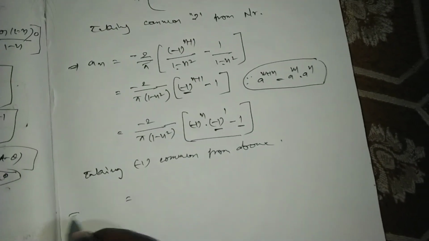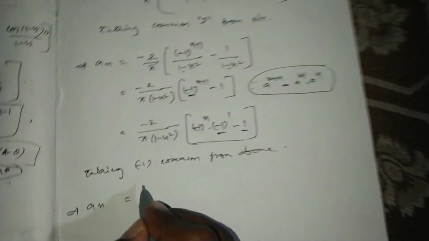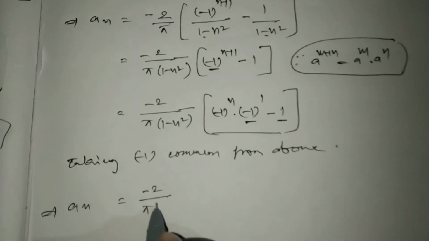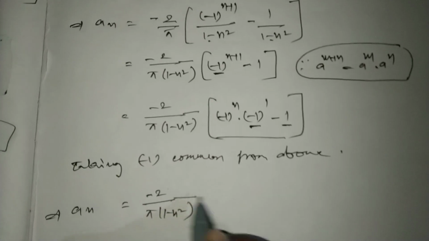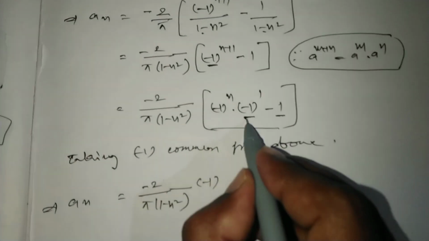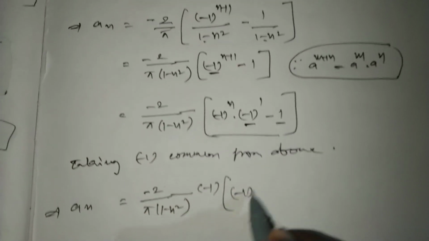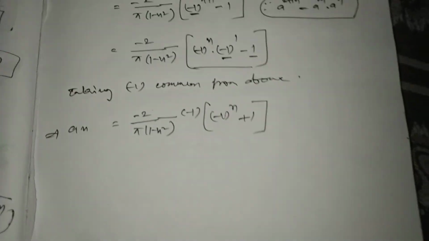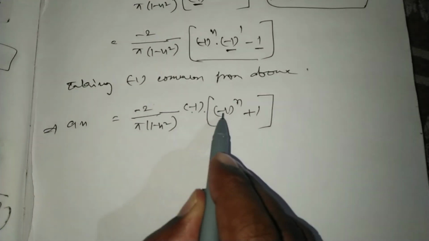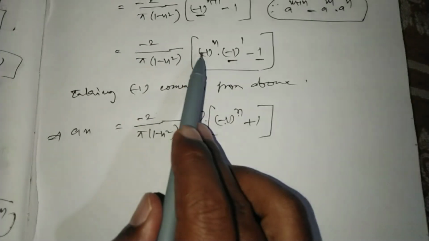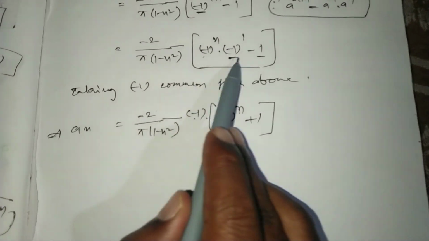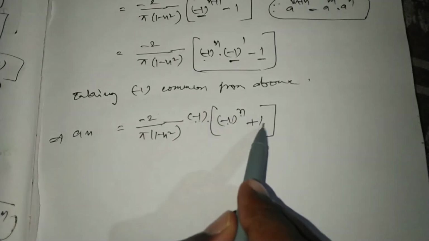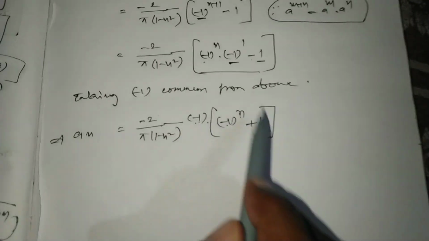from this bracket value, above value, that implies a_n is equal to negative 2 by pi into 1 minus n square minus 1 is common, remaining is minus 1 power n, here minus 1 is common, plus 1. Once, let's see here, minus 1 into minus 1 to the power of n, minus 1 to the power of n into minus 1, minus 1 into plus 1, minus into minus, minus 1 into 1, 1.